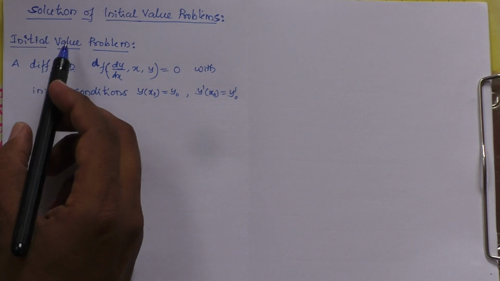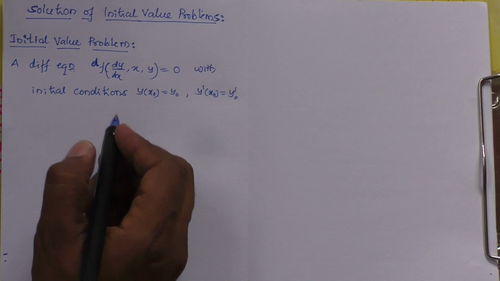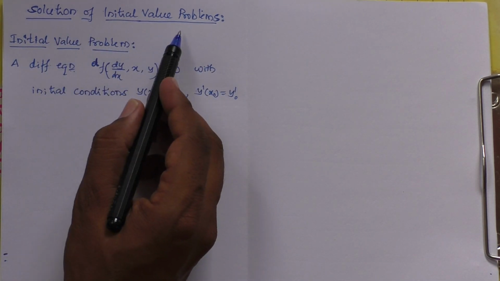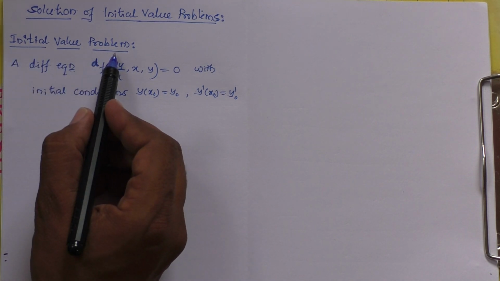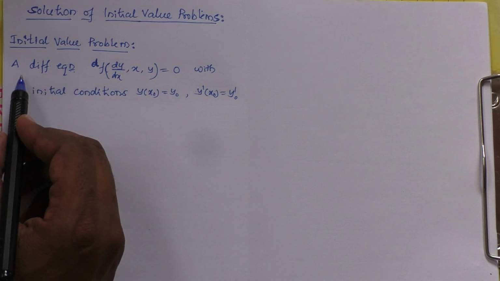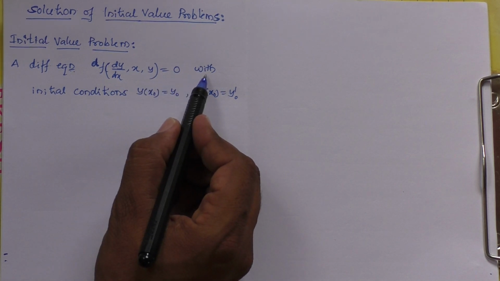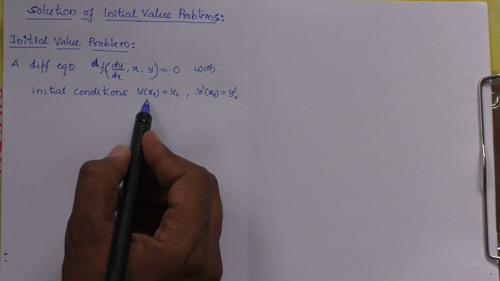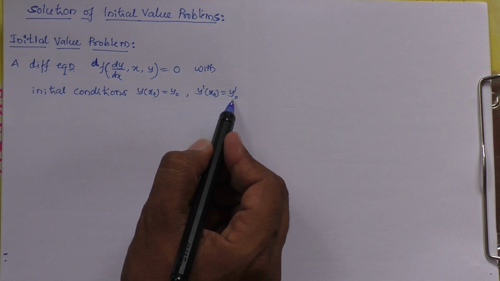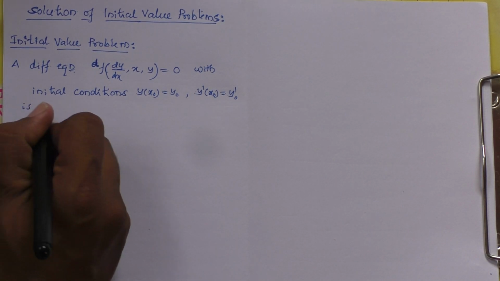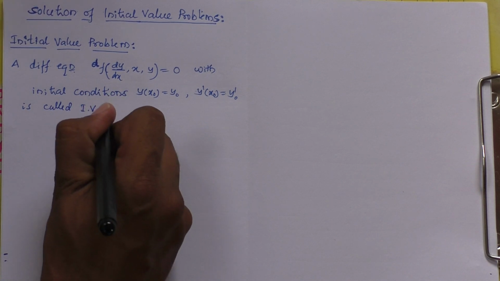Hi friends, today we will discuss the solution of initial value problems. Before going to solve initial value problems, we must know what we mean by an initial value problem. It means a differential equation f(dy/dx, x, y) = 0 along with initial conditions y(x0) = y0, y'(x0) = y0' is called an initial value problem, in short, IVP.